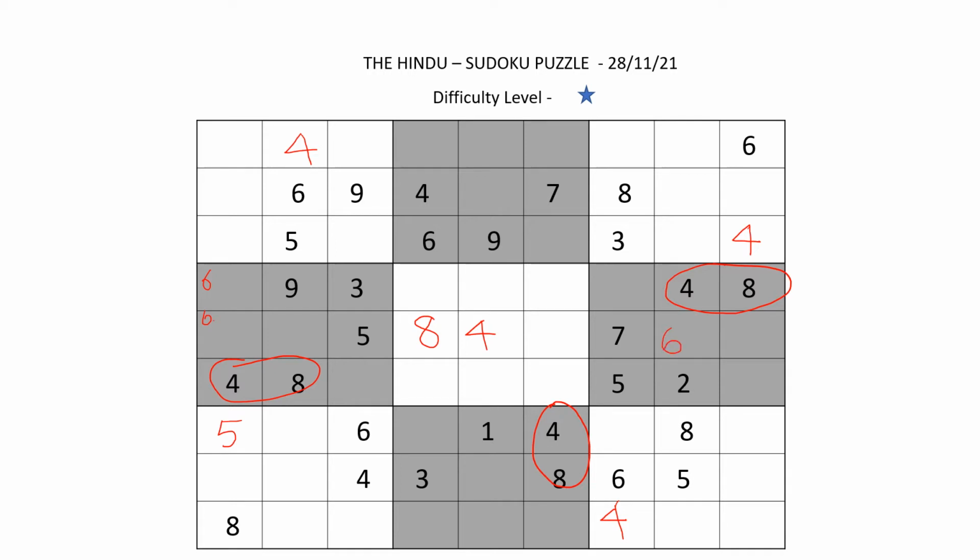Now interestingly, you have to check the impact of this 6. This 6 impacts here. That means this cell cannot have a 6. So let's erase that. So this cell will take a 6. Let me write that properly. This cell takes a big 6.